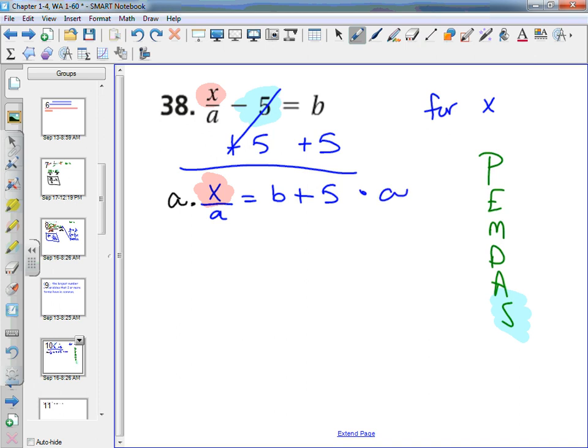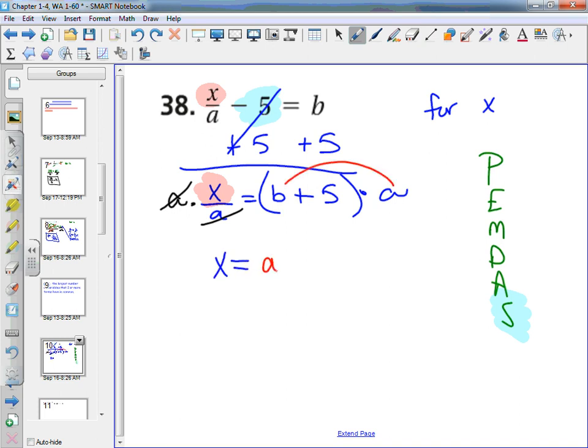You just put a next to b. You have to put the parentheses around it because it's not just one term that I'm multiplying by a. I'm multiplying the whole right-hand side by a, which means it requires parentheses because what are you going to do now? You're going to distribute. I work from left to right, the a's cancel out, I bring down my x, and then I distribute.